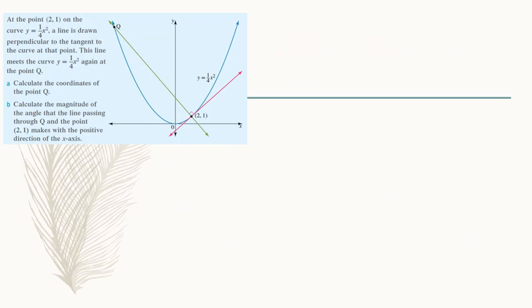So, at the point (2, 1) on the curve y equals 1/4 x squared, a line is drawn perpendicular to the tangent at that point. So, let's just go through the questions. A. Calculate the coordinates of the point Q. Now, we firstly need to know, if you go through this, let's have a look. We have a line drawn perpendicular to the tangent, and then it meets the curve at point Q. So, if you have a look here, there's a tangent on this particular line. And with the tangent, you then need to find the perpendicular line.